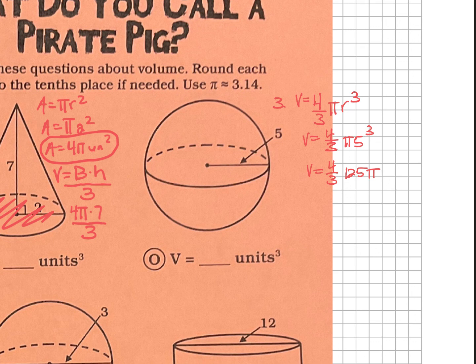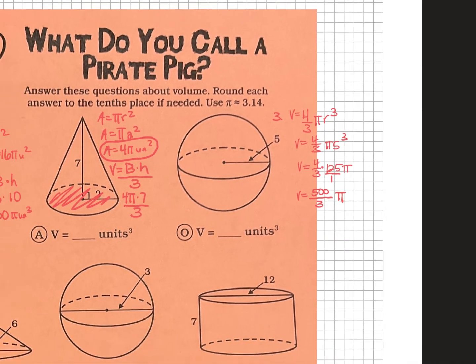If you wanted to do the actual answer, or the 11th grade answer, I'd put a number on the bottom and I'd multiply those. And 4 times 125 is 500. And the bottom is 3, and then pi. So that's like the 8th grade answer, or sorry, the 11th grade answer. But I could do the same thing in my calculator, 500 divided by 3, and then take the answer and multiply it by pi.